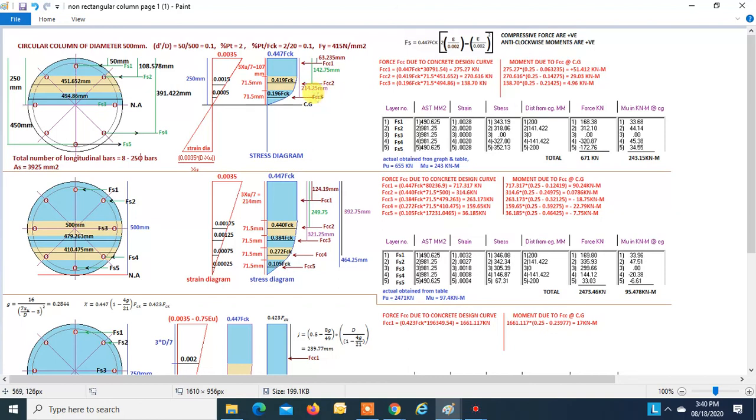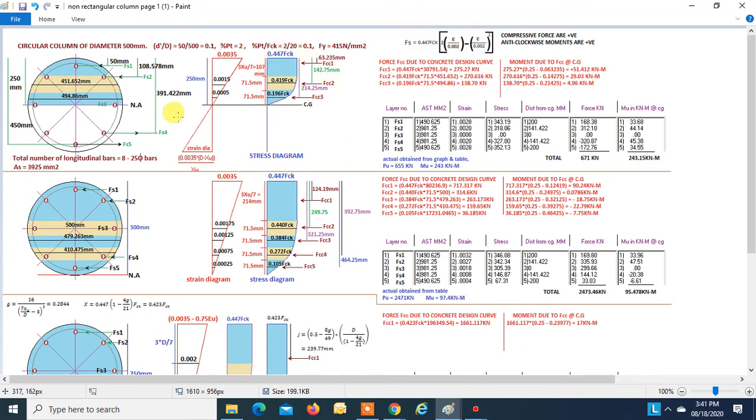Similarly, find force FCC3. So this is the width. The corresponding strain is 0.0005. Put the value of strain over here. fs we get as 0.196 fck. So FCC3 is 0.196 fck into the height of the strip, 71.5, into the width of the strip, that is 494.86. We get FCC3 as 138.7. Now you can find the moment like this: FCC3 into (0.25 minus 0.21425), and this moment, 4.96, is positive because this is an anti-clockwise moment, right? So this is how we have found all three forces due to the concrete design curve, right?